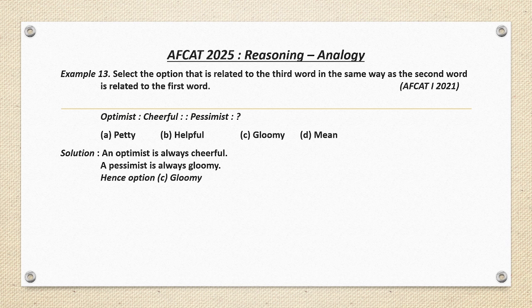Right? Okay. Optimist, cheerful. Pessimist, this is quite easy, right? An optimist is always a positive minded fellow, all positive feelings, and he is always happy and cheerful, right? What is a pessimist? It never happens, this is going to fail, this is going to happen like this, right? A pessimist is always gloomy and fearful. Okay, so here the correct option is gloomy.